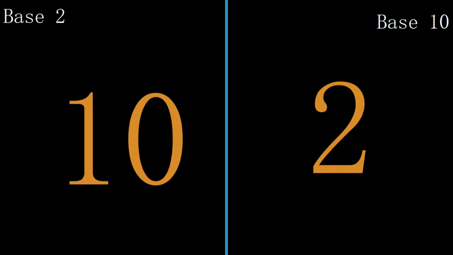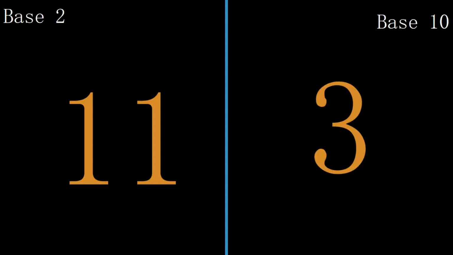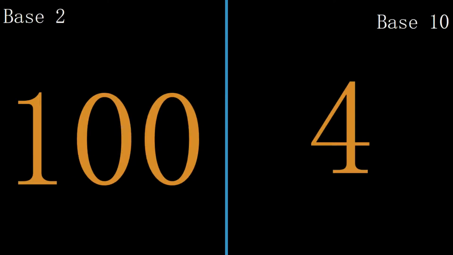Look at the binary number. Since there is no symbol higher than 1, 1 is added to the second digit, and the first digit is reset to 0. Then we add 1 again. Notice how this time the digits rolled over twice.